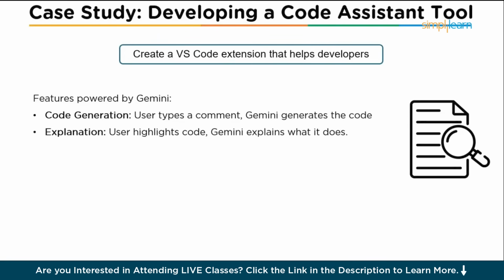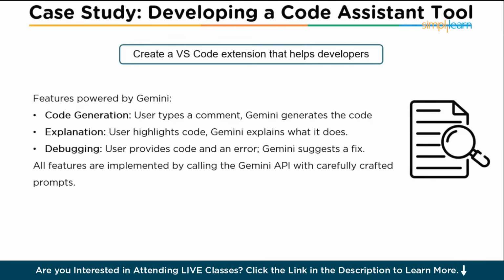For explanation, developers can highlight code and Gemini explains what it does. And for debugging, users provide their code and an error, and Gemini suggests a fix. Crucially, all these intelligent features are implemented by effectively calling the Gemini API with carefully crafted prompts, showcasing how targeted prompting can build complex real-world AI applications.